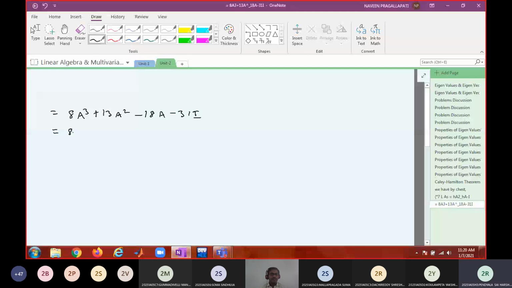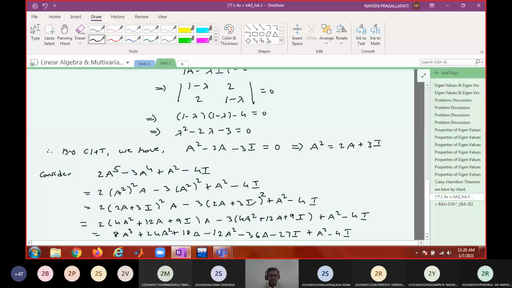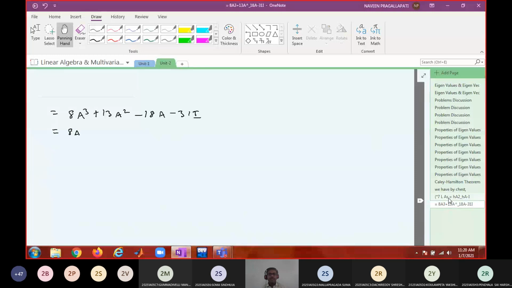Sir, it's plus 18a. Where? 9 twos are 18a. Here 12 threes are 36 minus only, no? Here minus 18a minus 13a is minus 30, minus 18a only, right? Any objection?